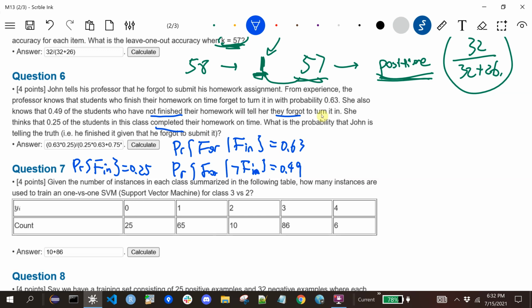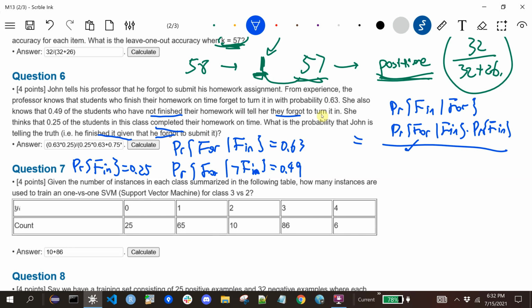So now the question is asking finished given forgot. Let's write it here. Finished given forgot. So you can probably imagine that you know these other conditional probabilities, you're going to use Bayes rule. So the Bayes rule formula is just flip this and multiply it by finish divided by the same thing plus, maybe let me write it. So forget given finish plus forget given not finish.